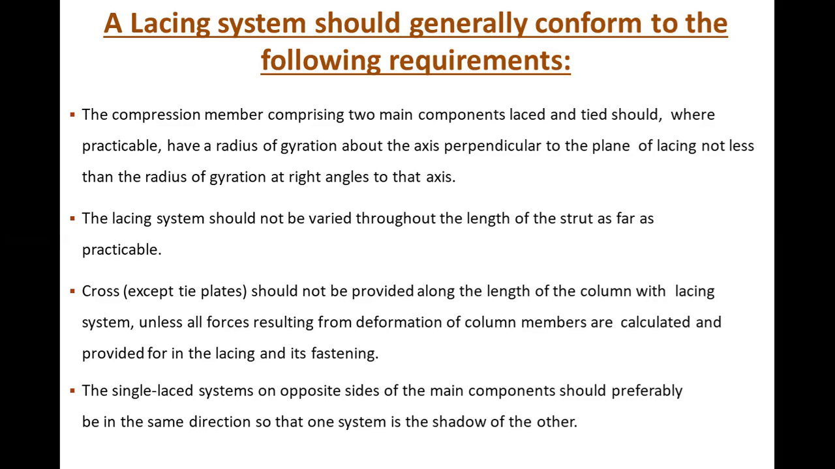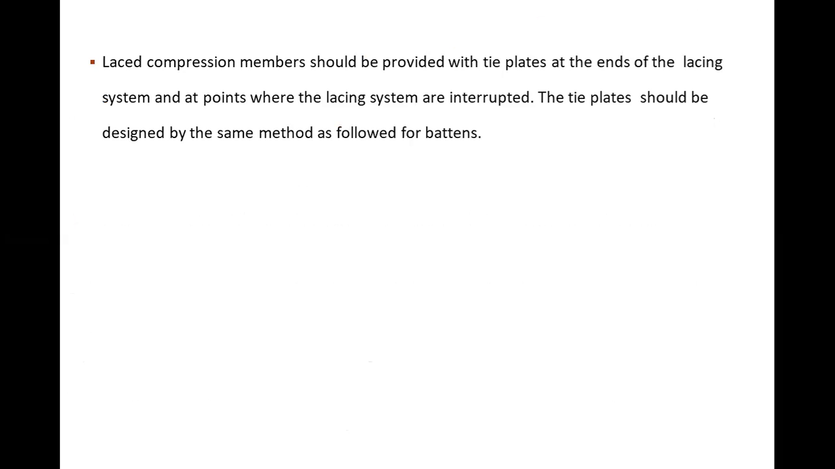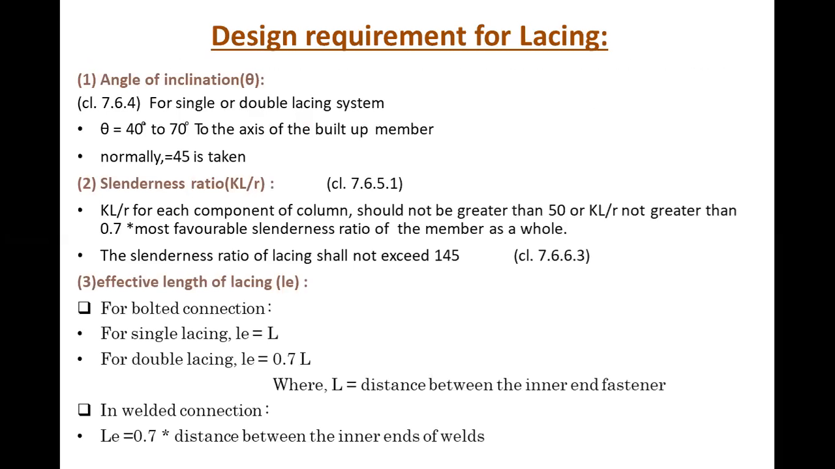Next, cross or similar type lace should not be provided along the length of the column with lacing system unless all the forces resulting from deformation of column members are calculated. The single lacing system on opposite sides of the main component should preferably be in the same direction, so that one system is the shadow of the other. Laced compression members should be provided with tie plates at the ends of the lacing systems, and at the points where the lacing systems are interrupted. The tie plate should be designed by the same method as followed for batten. So there are some basic design requirements for lacing, how to design a lacing system, right?